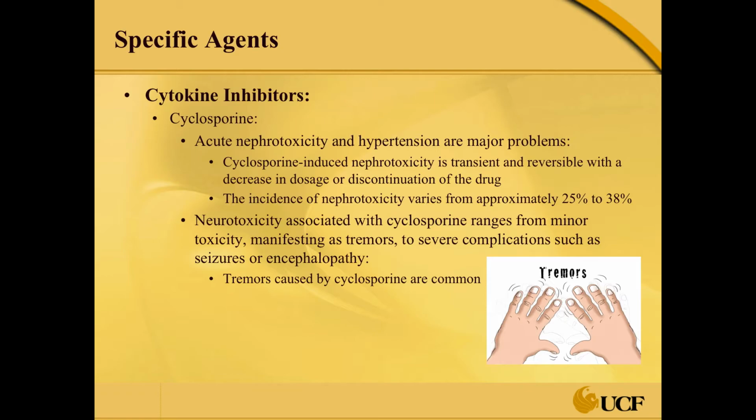So nephrotoxicity and neurotoxicity are the major problems associated with cyclosporine. Hypertension is also a major issue. Now, luckily, the nephrotoxicity that's associated with cyclosporine is reversible. So we can either taper the dose, decrease the dose, or stop the drug altogether. But it is very common. Up to about 38% of patients will actually present with nephrotoxicity from cyclosporine.